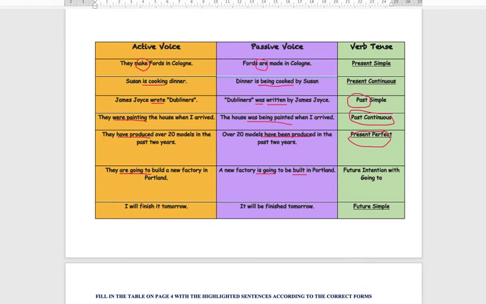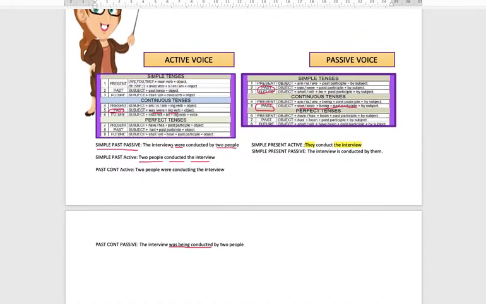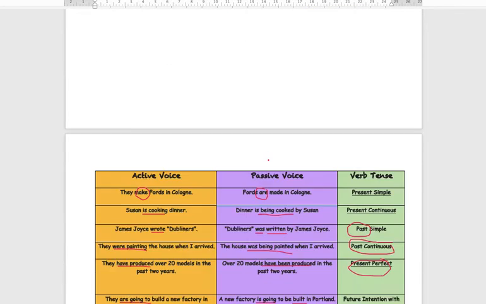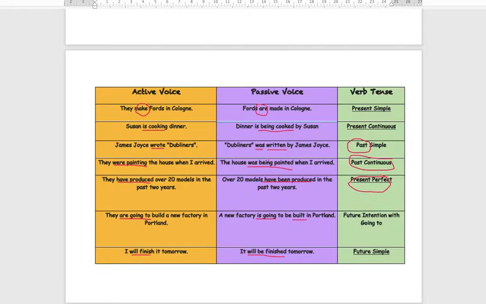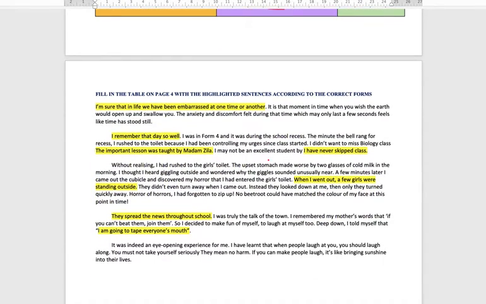Participle. Future simple: I will finish it tomorrow. It will plus be plus participle. Okay, everything is here. Everything is in the formula box, so you don't have to worry about not getting it correct.